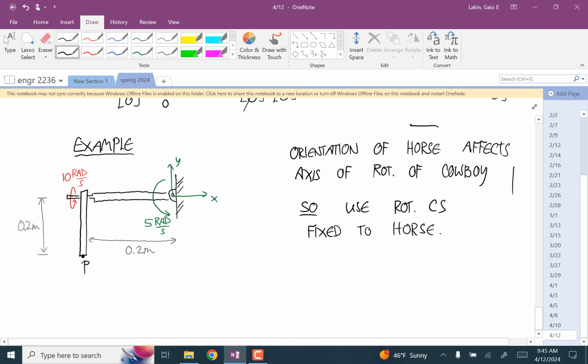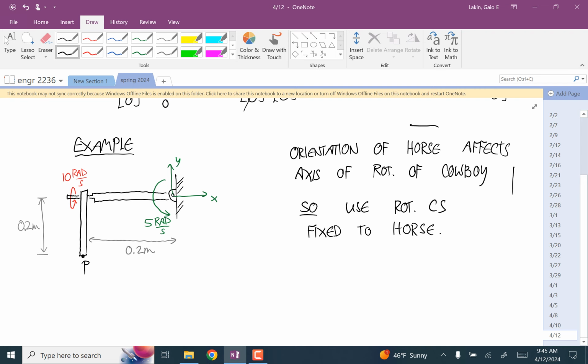Now, a coordinate system can be non-inertial in two ways. If it's rotating, which is what we're dealing with. Also, if the origin is accelerating. So there are infinite places that you can fix the origin of the coordinate system to the horse, right? But there's only one where the acceleration of the origin is 0. And that's at the wall, okay?